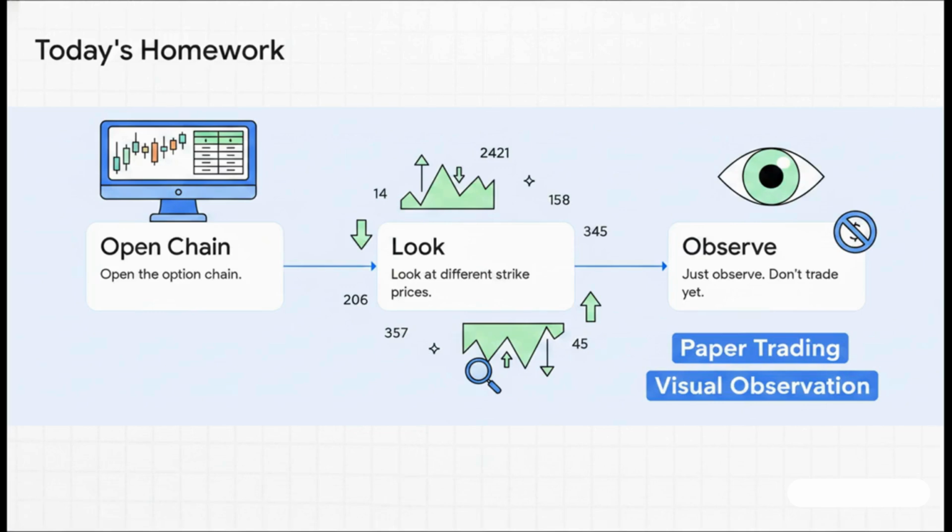Step 2, simply look at the different strike prices. Notice how they're perfectly spaced out. Notice how the actual prices of the options change depending on how far away they are from the current stock price. And step 3, and honestly, this is the most crucial part, just observe. Do not trade yet. Do not risk a single penny of your hard-earned money. Paper trading and just visual observation are absolutely key right now.